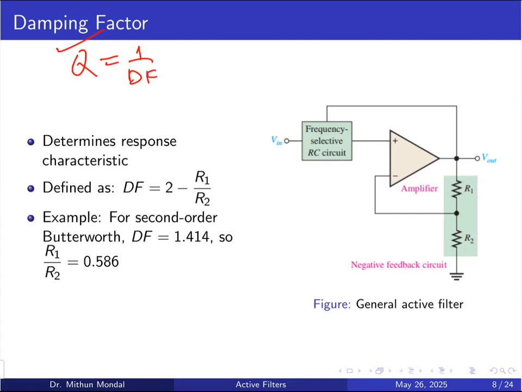So we were talking about the damping factor, that the quality factor is the inverse of the damping factor. So what is this damping factor? Damping factor determines the response characteristic of these filters. The damping factor is given by 2 minus R1 by R2.